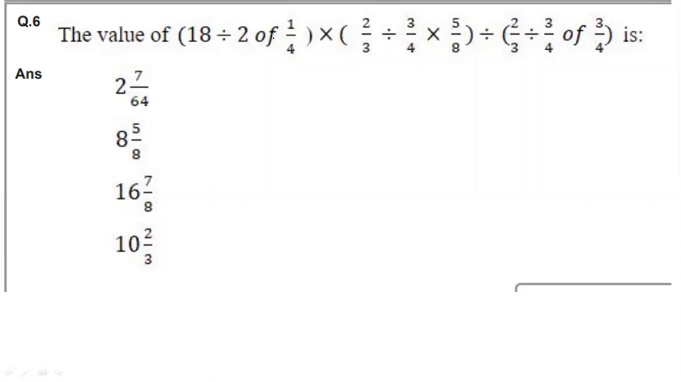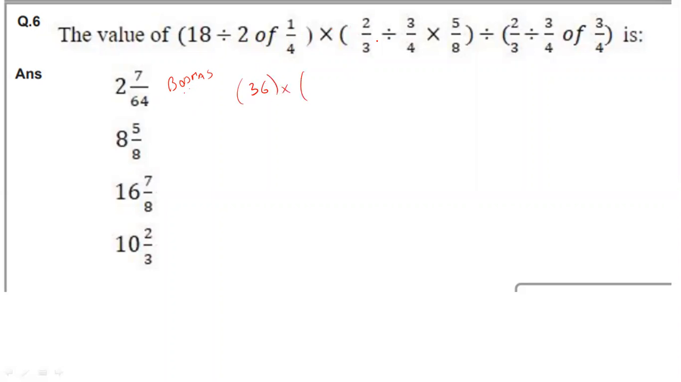18 divided by 2 of 1/4. Actually, the first half has to be done within the brackets, because brackets, we know, have the BODMAS rule. First bracket, then of, then division. Of means into. So 2 into 1/4 is 1/2. 18 divided by 1/2 is 36.